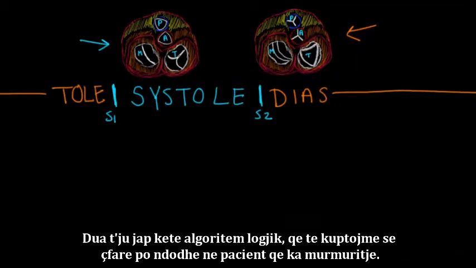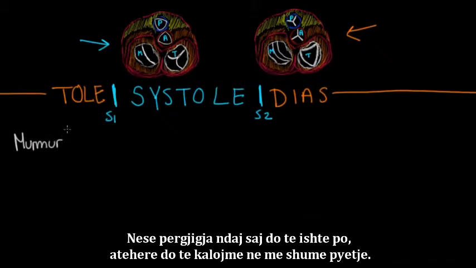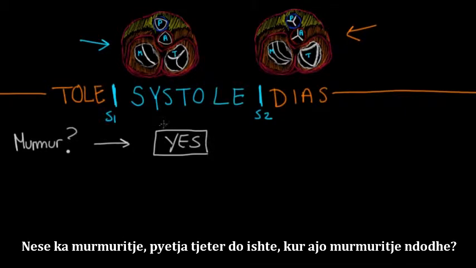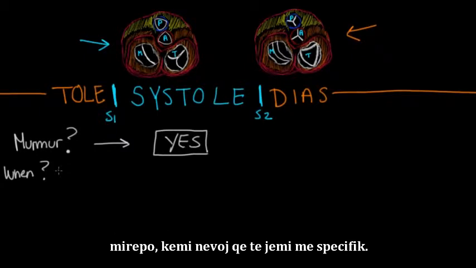And so I want to give you this logical algorithm to figure out what's going on in a patient with a murmur. So the first question that you want to ask yourself is, is there a murmur? And if the answer to this is yes, then we move on with more questions. So if there is a murmur, the next question is, when does that murmur occur? So when? And the obvious answer would be, well, it's when I listen to the patient's chest with my stethoscope. But we need to get a little more specific.